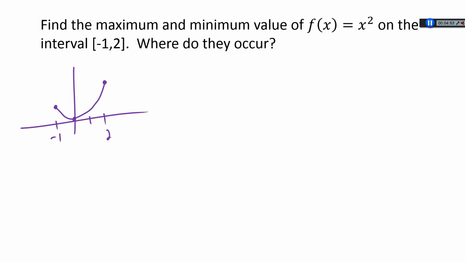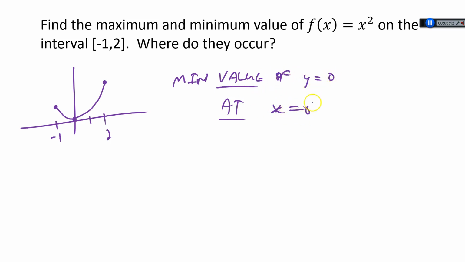So if we take a look at this, it looks like our minimum value happens right here at (0, 0). So it has a minimum value of 0, so y equals 0, and that happens at x equals 0. You probably talked a lot about this in pre-calc. Things happen at x values, and the values are y values. We talked about this with motion too, right?